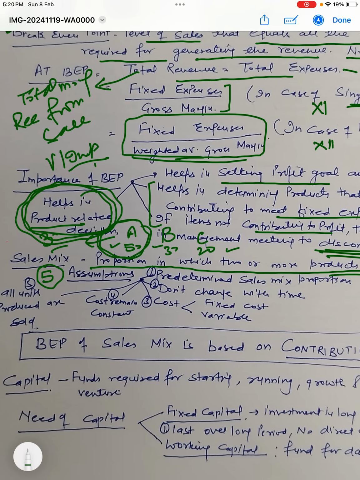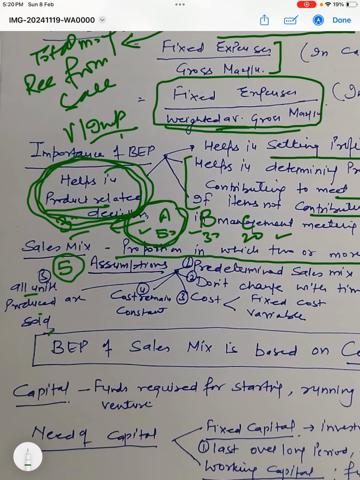Last but a very simple assumption, whatever units I have produced, all will be sold, which means I will not be left with any unsold stock. So all units produced are sold. I'm repeating for class 12, listen very carefully. This sales mix assumption can come in the exam as a one marker, where it can ask which of the following is not an assumption of sales mix, or as a simple 2 marker question, state the meaning of sales mix and its assumptions.